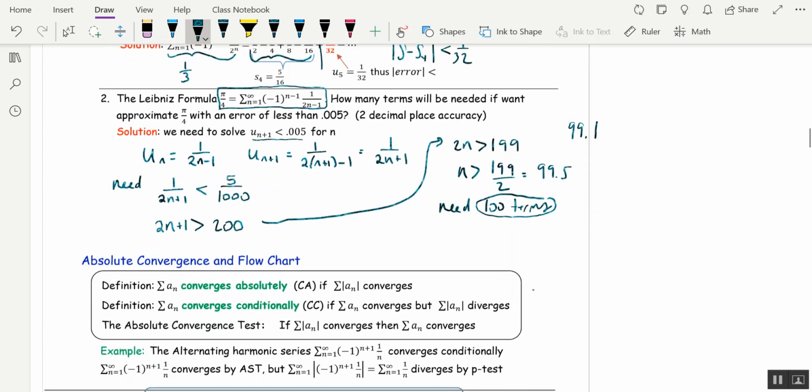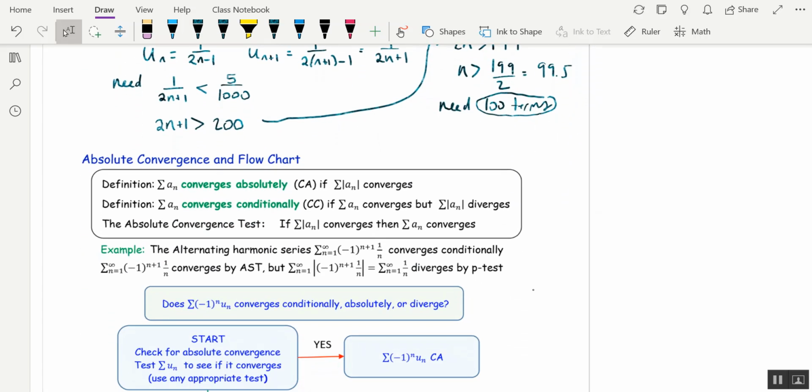Okay, last topic, some definitions and a flowchart. A series converges absolutely if the series of absolute values converges.